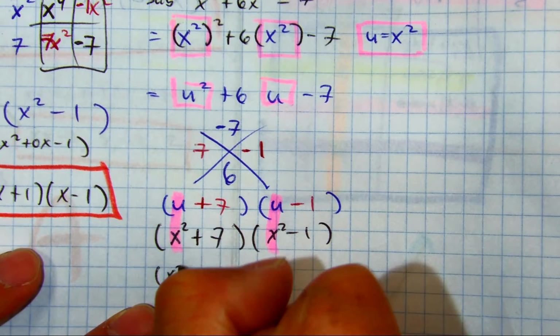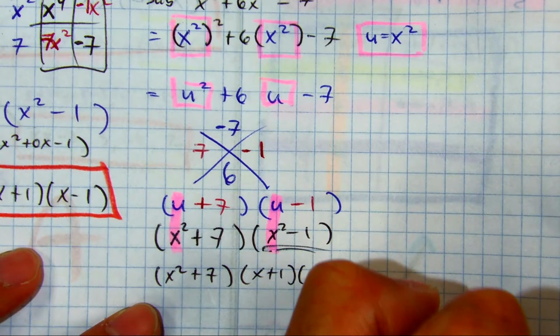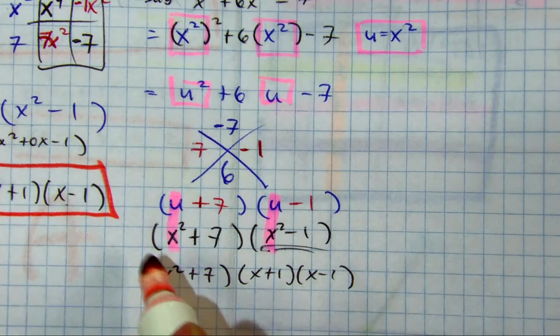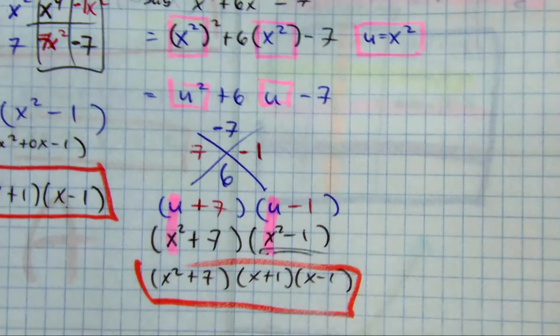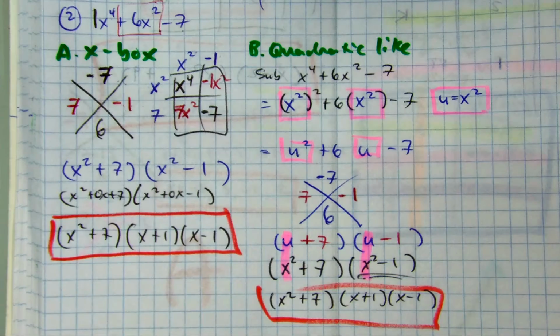And then we already did the problem where you'll just factor that again and get x plus 1, x minus 1. So two ways of factoring the problem. You can use the x box, or you can do this quadratic-like where you do a substitution and then you put it back in.